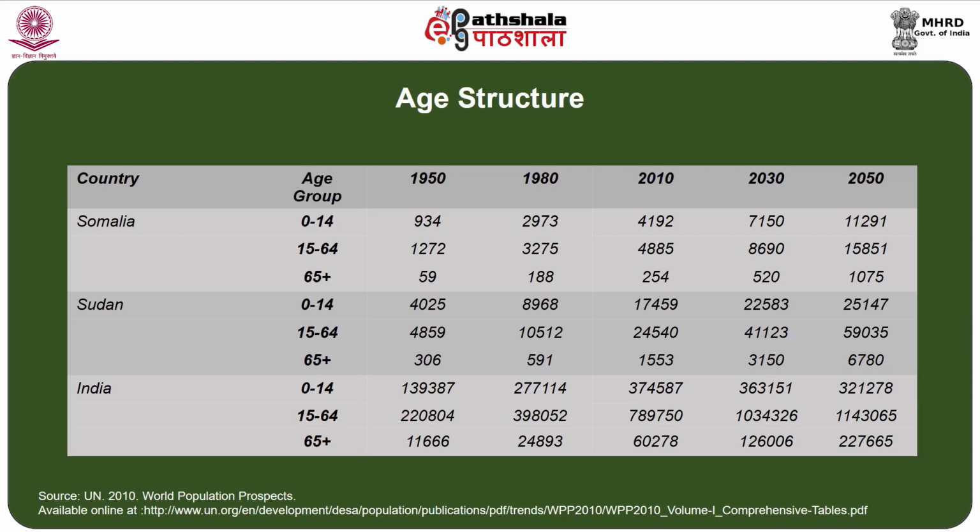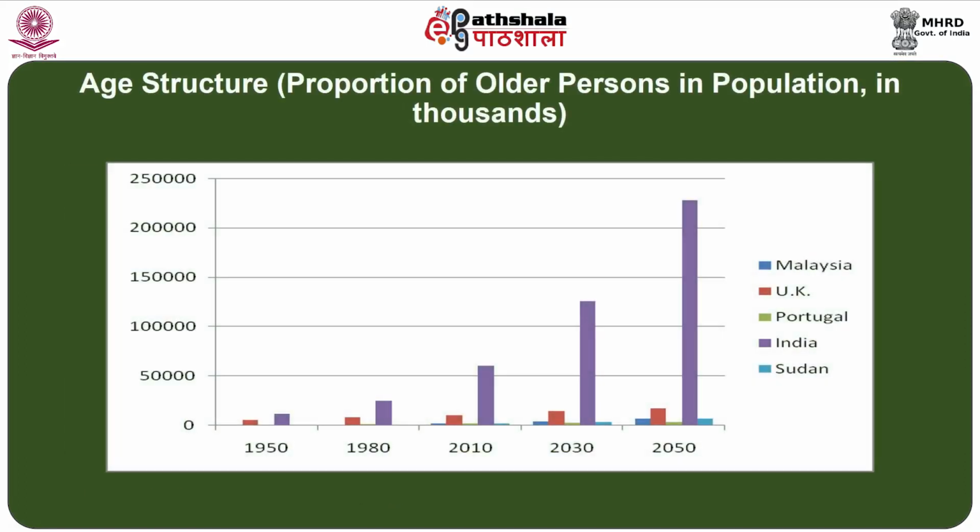The projections for 2030 clearly reveal that the figures are going to be 363,151 for the 0 to 14 age group, 1,034,326 for the 15 to 64 group, and 126,006 for the older age group of 65 plus. In the figure given below, we can see how the proportion of older persons has been increasing over time for different countries. Particularly striking is the case of India.